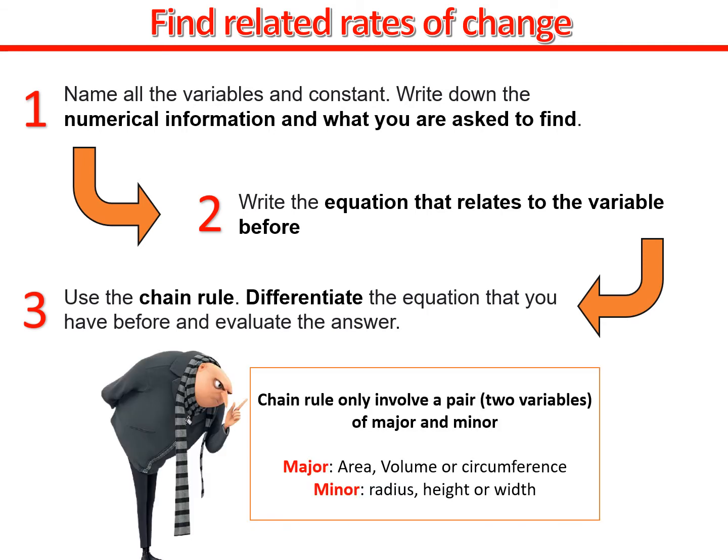The chain rule only involves a pair of two variables, major and minor, where major is area, volume or circumference, and minor is radius, height or width.